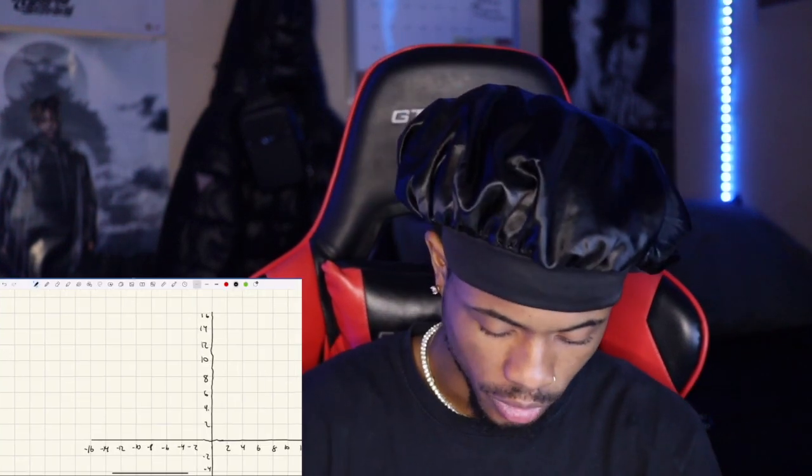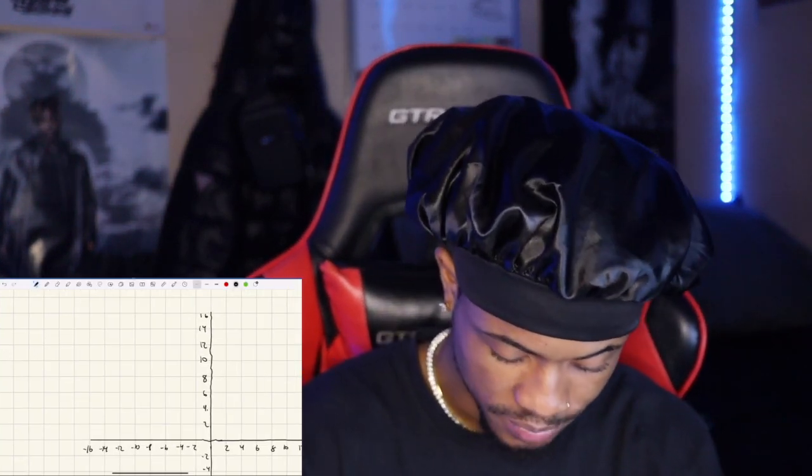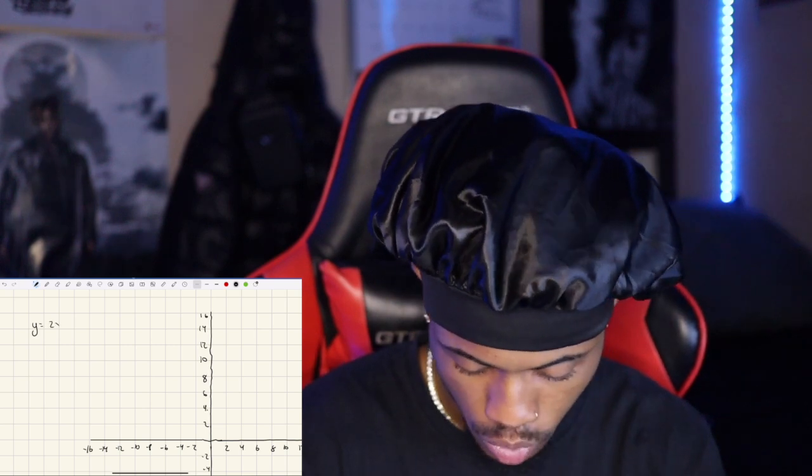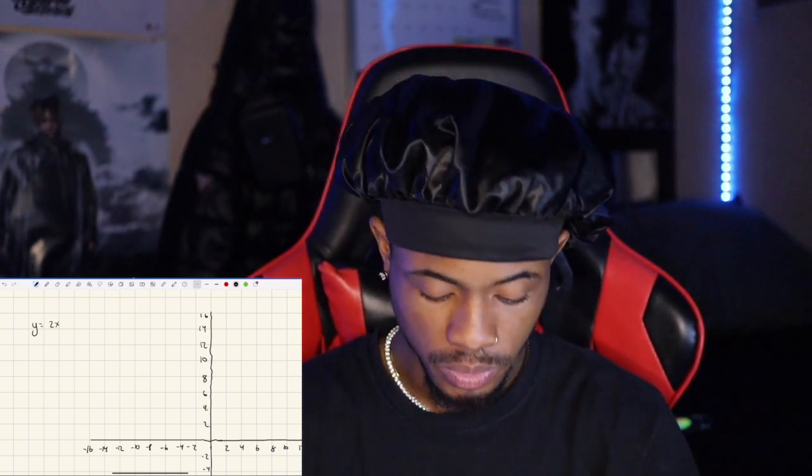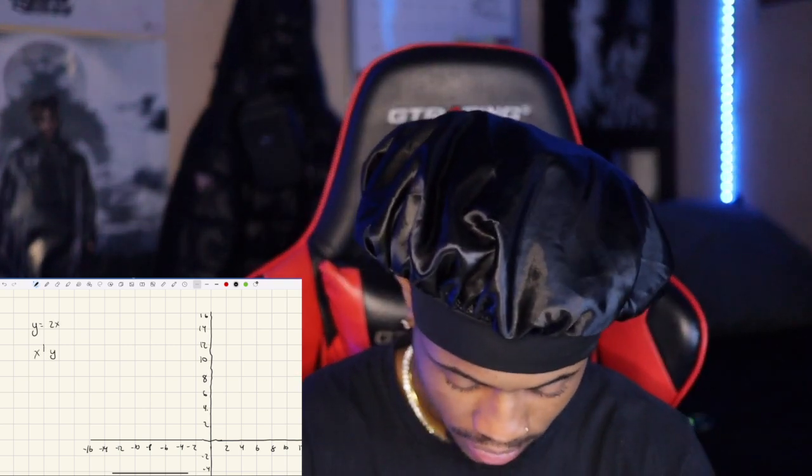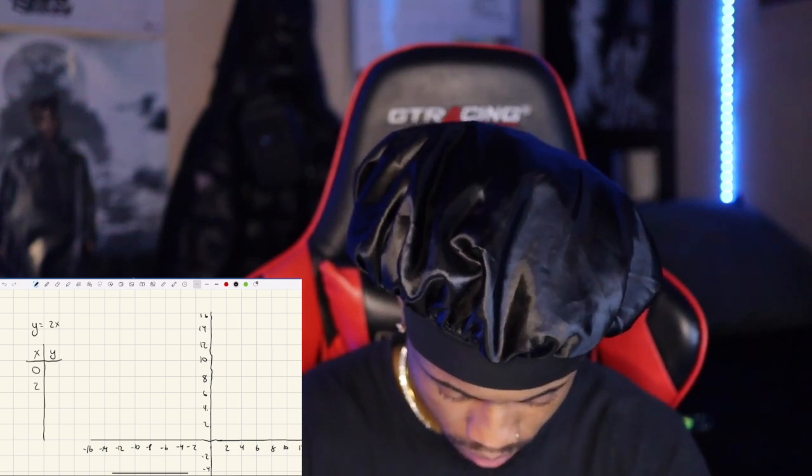Okay guys, the next type of transformation that we have is a reflection. Now this reflection can either be over the x-axis or over the y-axis. To showcase this, I am actually going to use a different equation just so it can make the process a little easier. So our new original equation now will be y is equal to 2x. Again guys, keep it simple. X, y, let's draw our table real quick.